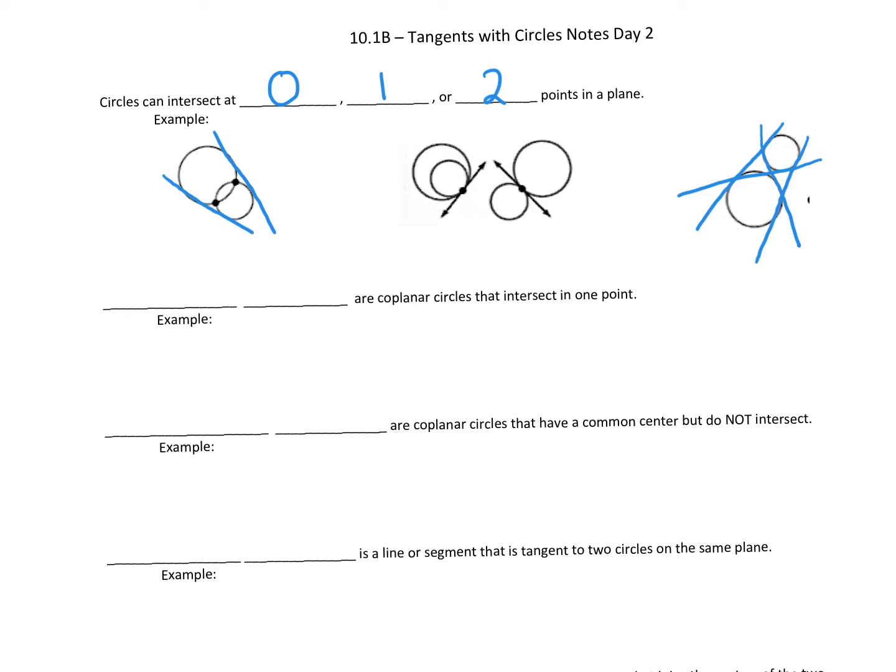So first things first, tangent circles. Tangent circles are circles that are on the same plane that intersect at one point. These right here are tangent circles. They look exactly like the picture above us.